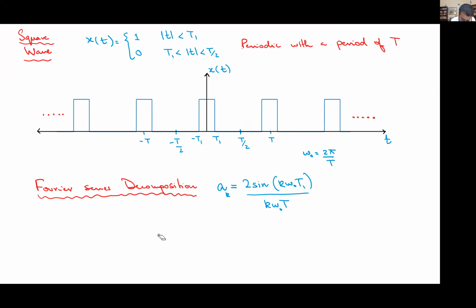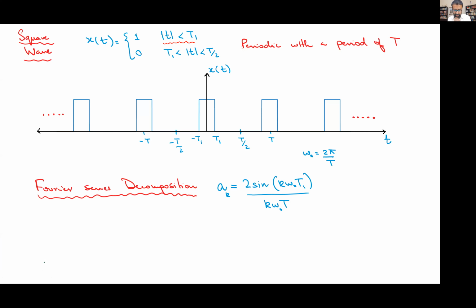So what you see on your screen is a periodic square wave, which has a period of capital T, and the signal is equal to 1 for all values of small t less than t1, and it periodically repeats itself with the period of capital T seconds, right?